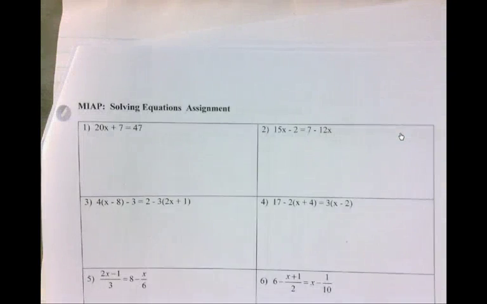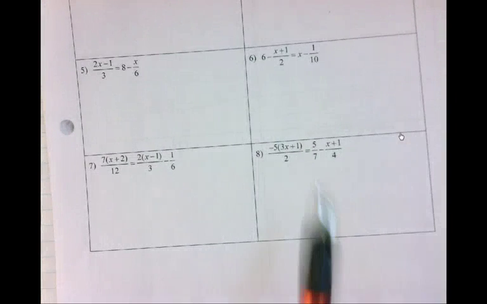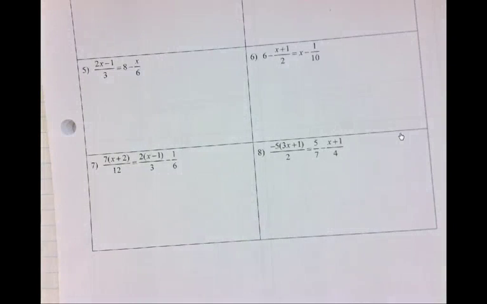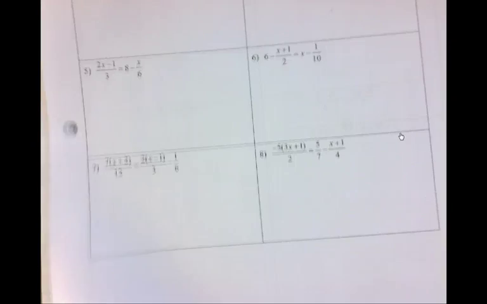Okay, so in this video we're going to look at solving equations. This question is from the review, called MIAP Solving Equations Assignment, on the very top of the page right there. We're going to have a look at number 8. Number 8 has a negative here, and it's got a bunch of fractions in it. So let's see if we can figure out how to deal with it.